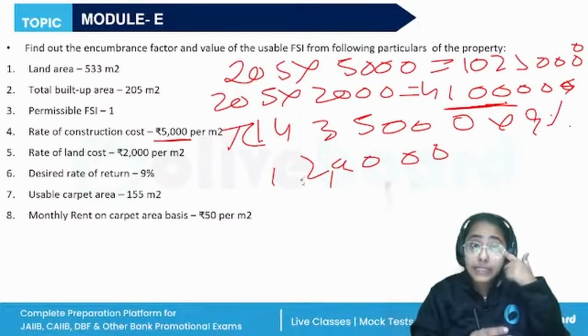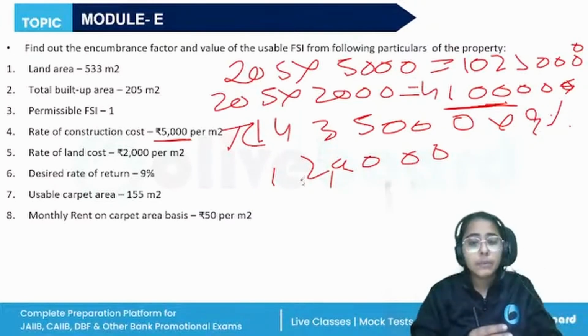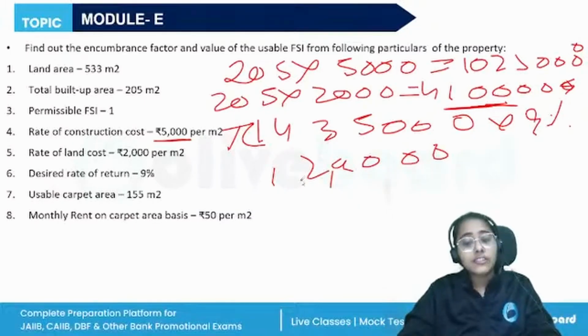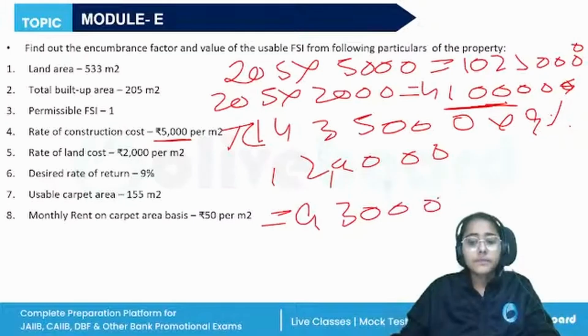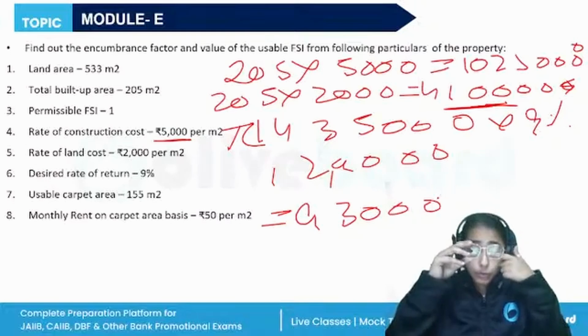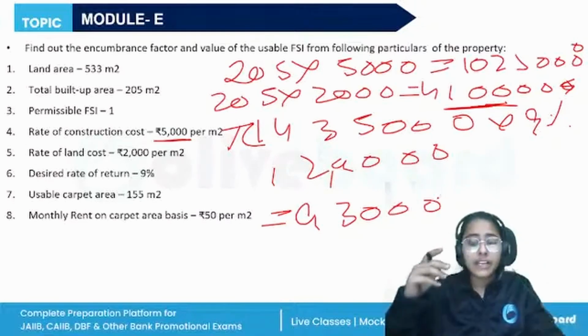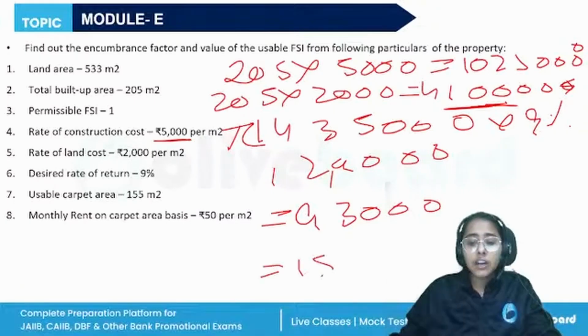Then, how do we calculate the estimated yield? We will multiply 50, which is the monthly rent on carpet area basis, by 155, which is the usable carpet area, into 12. Right? So 50 into 155 into 12 will give us 93,000. From here, the calculations are simple. The usual outgoings is 1 by 6 of the yield. So 93,000 divided by 6 will be 15,500.